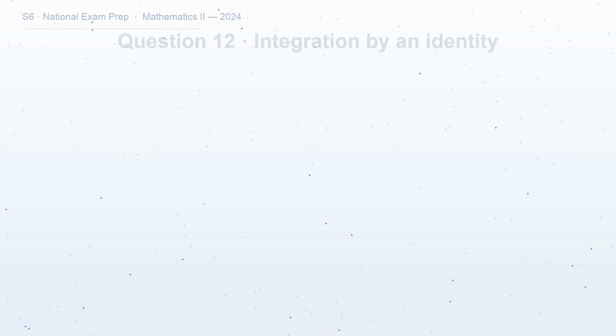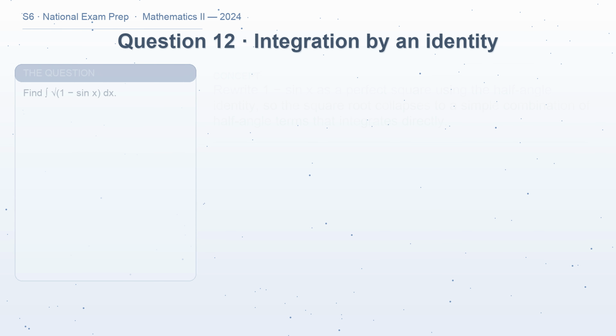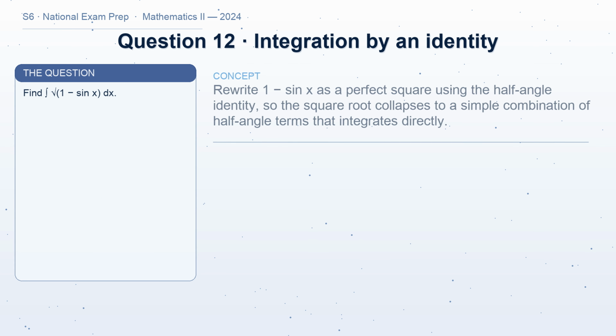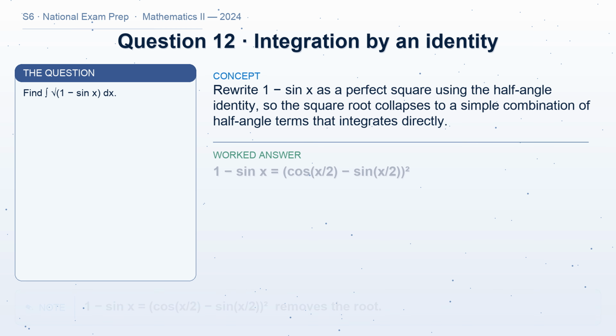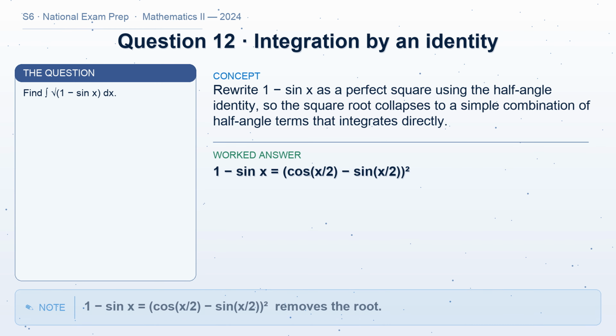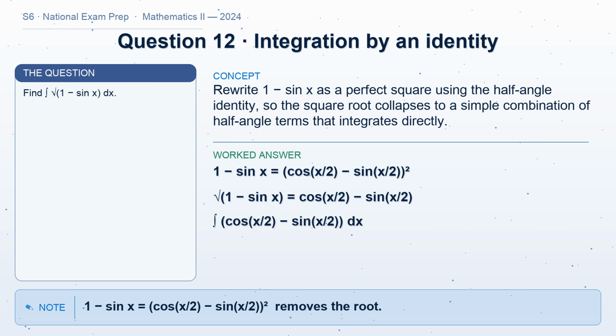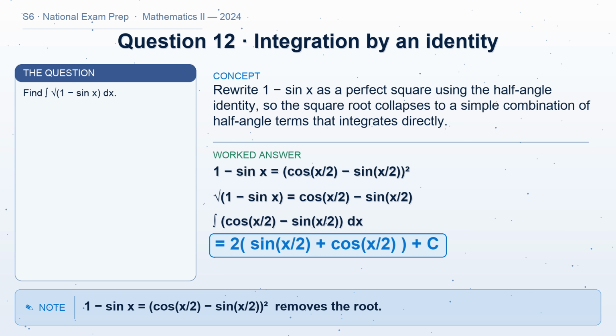Question 12. Find the integral of the square root of 1 minus sine x. A root over a sine looks hard, but there is a neat identity. 1 minus sine x equals (cosine of x over 2 minus sine of x over 2) all squared. So the square root is simply cosine of x over 2 minus sine of x over 2, with no root left. Integrating that gives 2 sine of x over 2 plus 2 cosine of x over 2. So the answer is 2 times (sine of x over 2 plus cosine of x over 2) plus c.